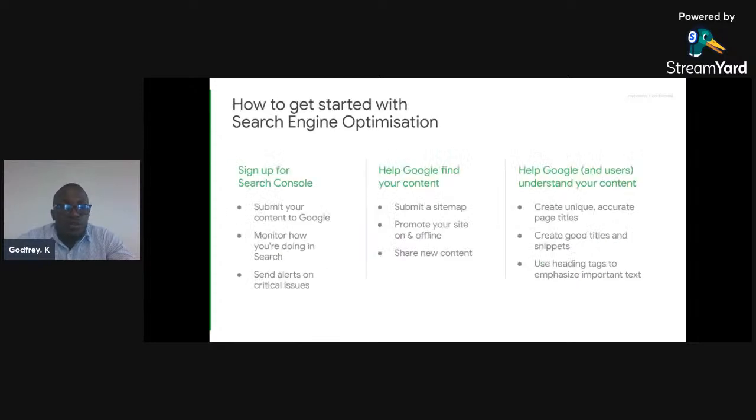Next, we're going to look at how to get started with search engine optimization. Let's start with the organic listing in search. Remember, the organic listing is the one that comes below after the ads. That is what we call the organic listing. The method used to boost your visibility on search engines is called search engine optimization.